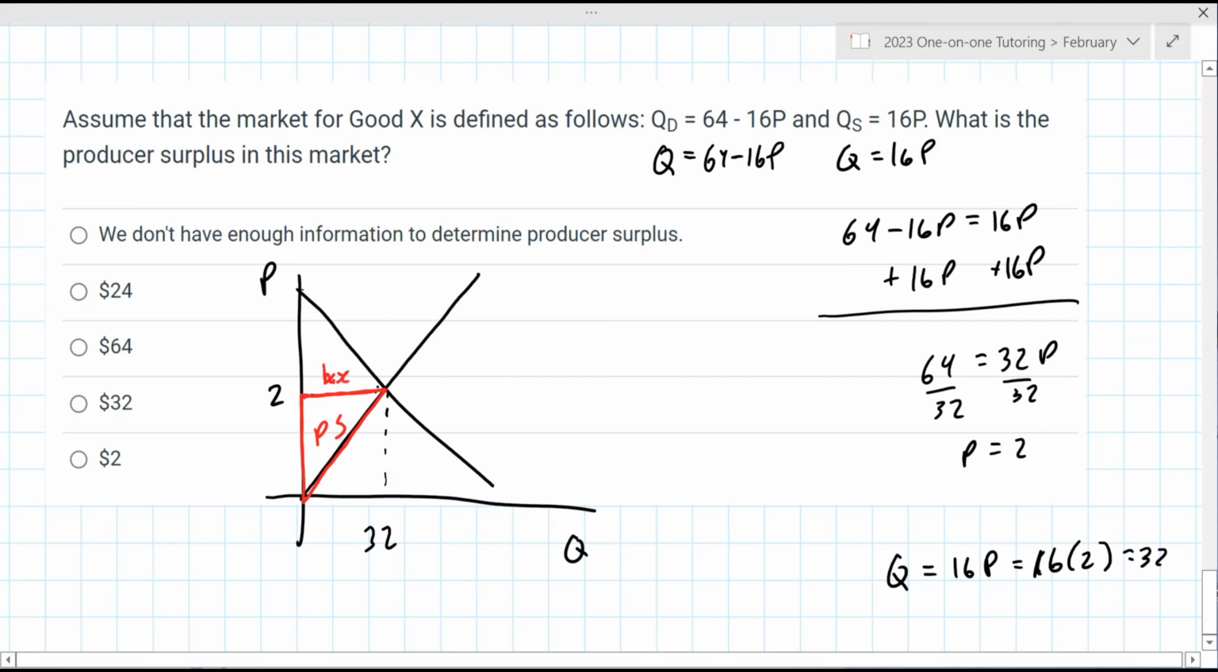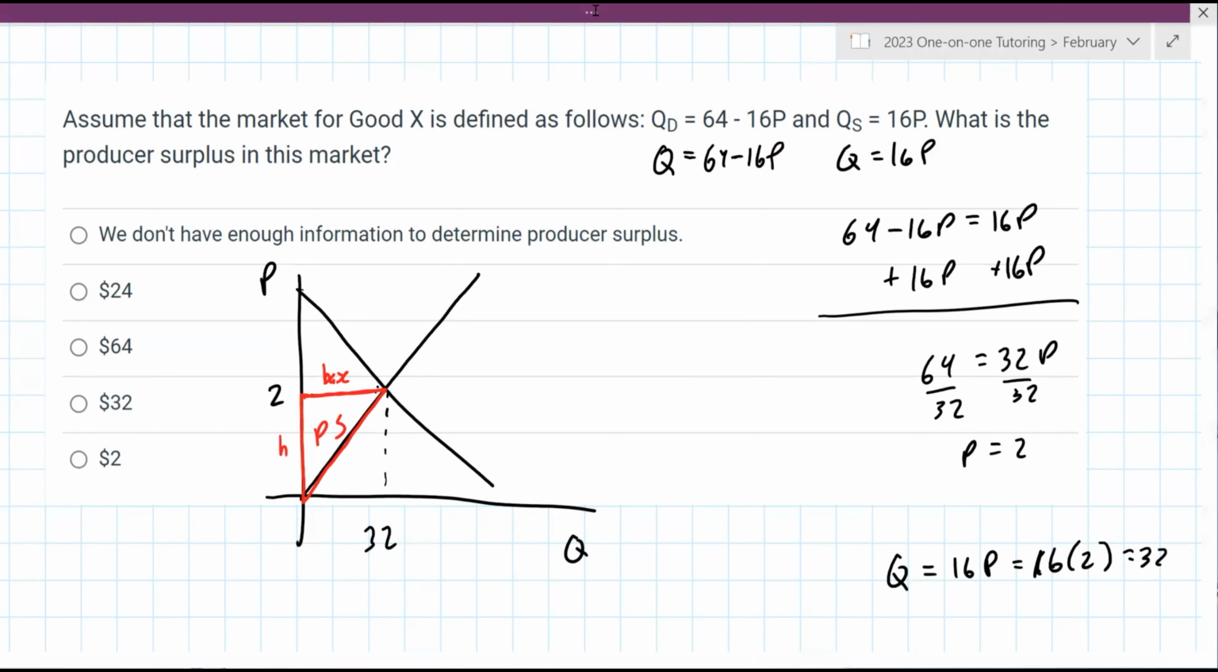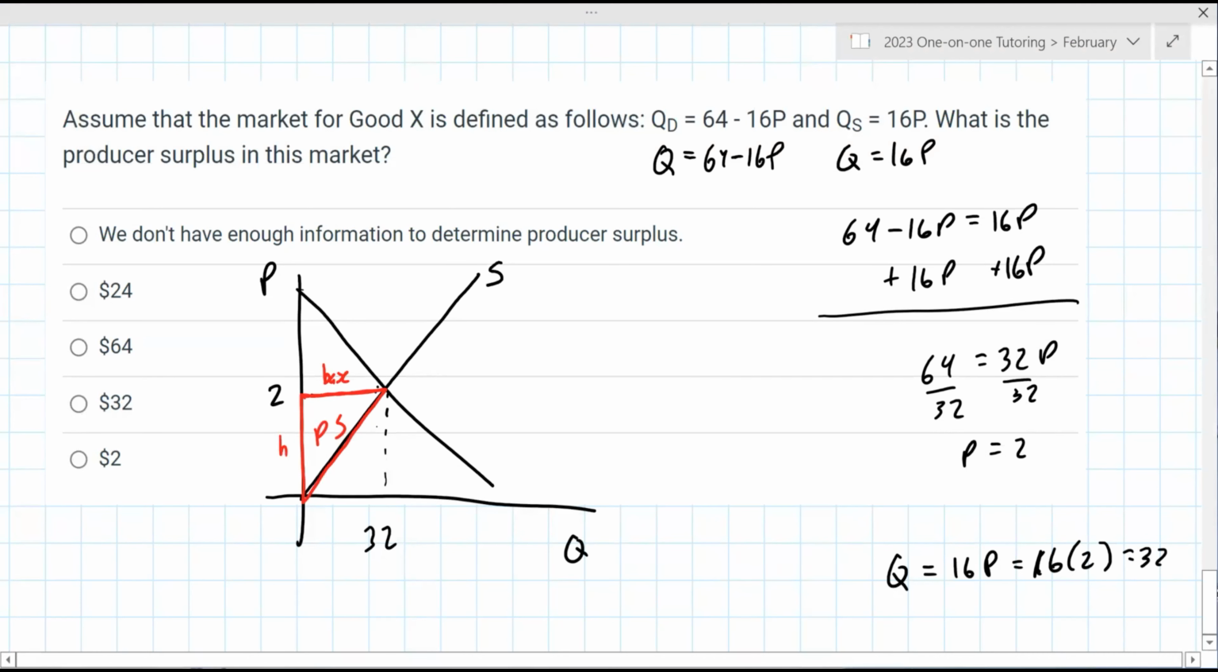So we'll call this the base and then the height. We need to know where the supply curve, the one going up and to the right, started. The B value on this one is 0, because it's really 16p plus 0. So there's your height: your height is 2 minus 0. Producer surplus is 1/2 base, which is the 32, times the height, which is 2. And that gives you 32.